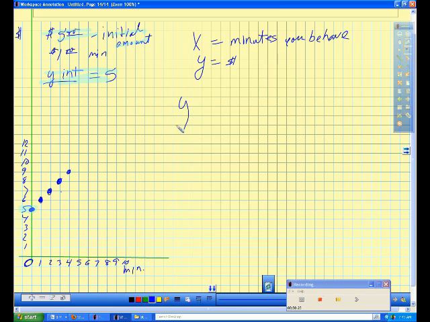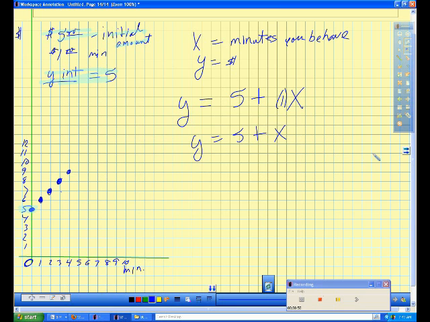So to find our total amount of money, y, we take our original amount, $5, plus we add the number of minutes that you behave, because it's $1 for every minute that you behave. Technically we could say that you're adding $5 to 1 times the number of minutes that you behave, but really 1 times x is exactly the same thing as just plain x. So y equals 5 plus x.